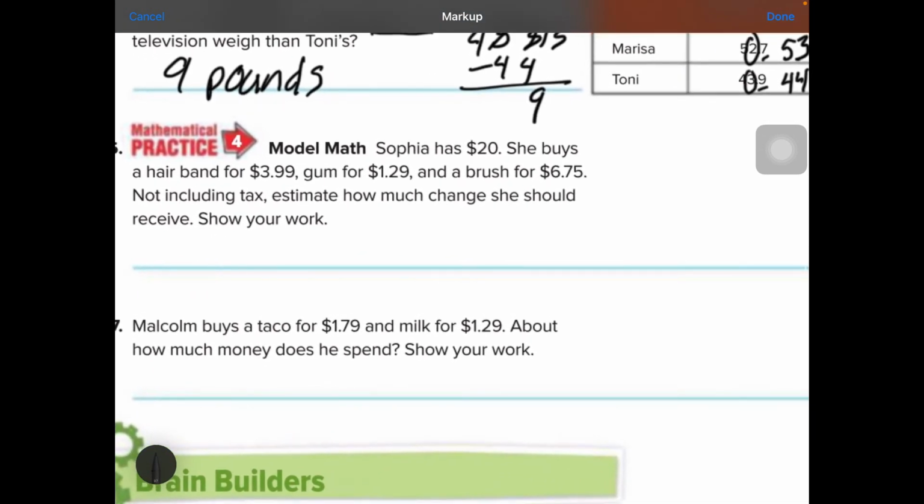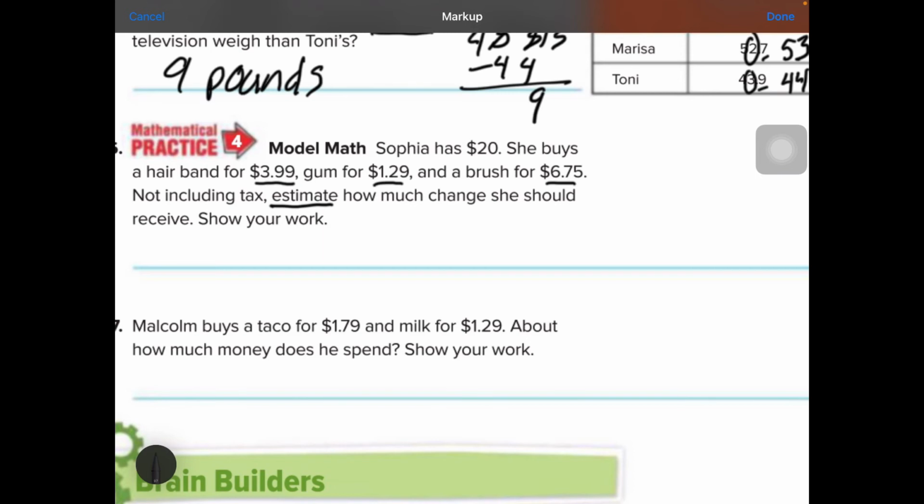Number 16, Sophia has $20. She buys a hairband for $3.99, gum for $1.29, and a brush for $6.75. Not including tax, estimate how much change she would receive. Show your work. Okay, couple of things. We need to estimate that number, this number, and this number, add them together, and then take 20 and subtract all of that from it to find out how much we have left over.